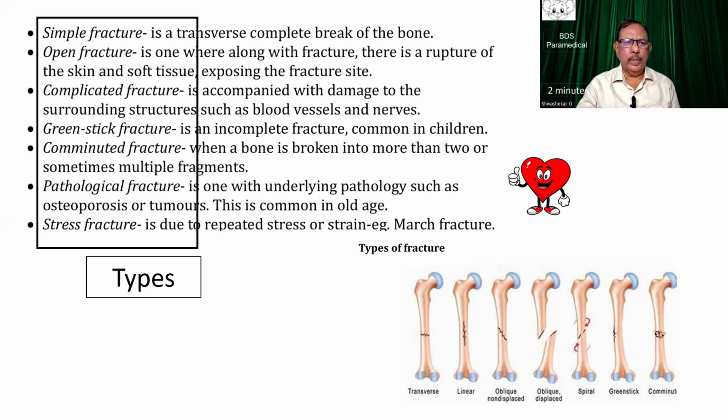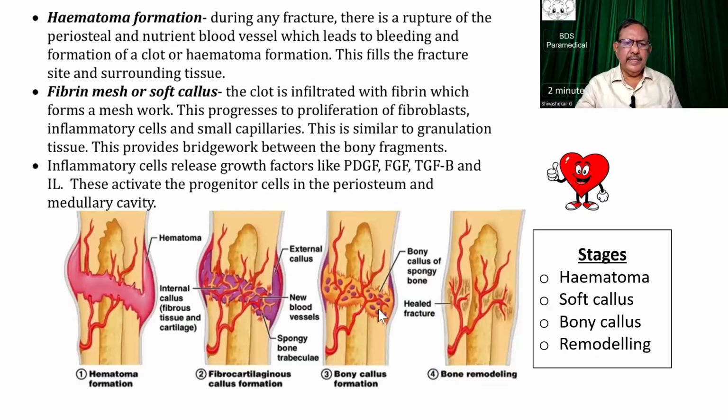Please memorize this one. The stages of fracture healing. The first one is hematoma formation. What is hematoma? It is nothing but a blood clot. Whenever there is injury, the blood collects and it coagulates. That is called a hematoma.